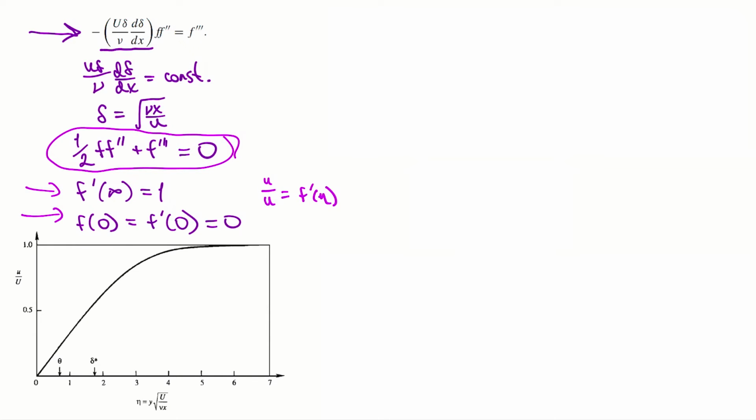And so you can see the profiles at our various downstream distances collapse into a single curve of u over U versus this eta parameter here. And it agrees really well with the experimental data we have for laminar flows at high Reynolds numbers. Laminar meaning the flow within the boundary layer is laminar, but our free stream velocity can have high Reynolds numbers. Okay, so that's kind of awesome, right? That's our solution to the flow within our boundary layer.